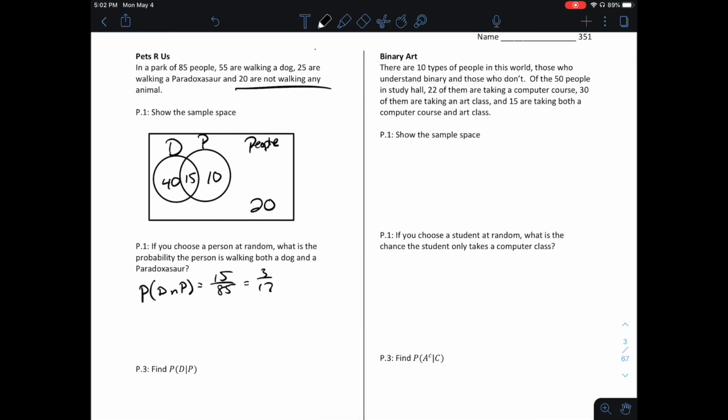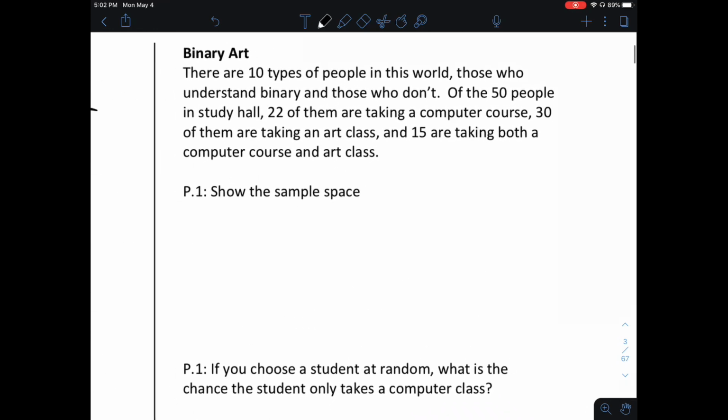Let's see. Binary art. There are 10 types of people in this world, those who understand binary and those who don't. If you don't get the joke, it's because you don't.